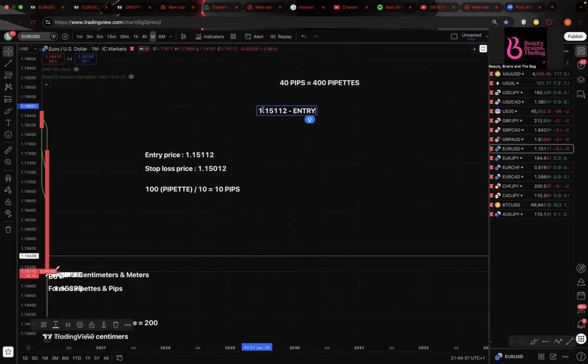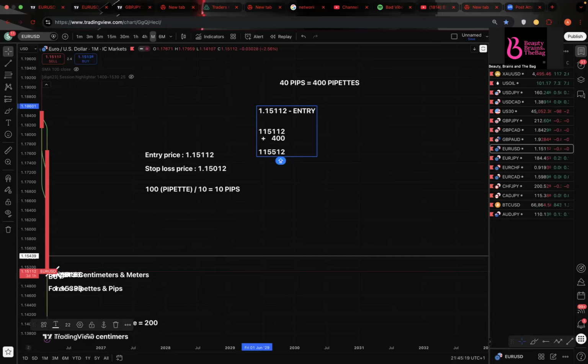Remove this decimal point from here so you'll not confuse yourself. So if I remove that decimal point, it will be 115112. Then you do your normal math, plus 400, which will be equal to 115512. So this is actually very simple.